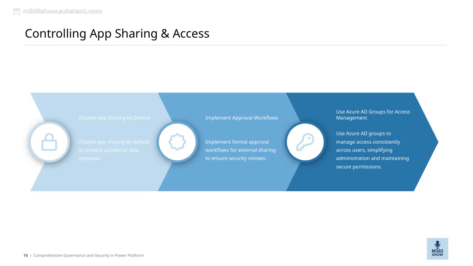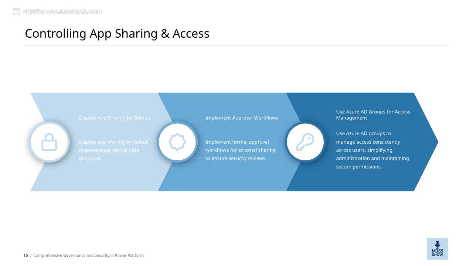Next, implementing formal approval workflows for external sharing is crucial. Before we share anything outside our organization, these workflows ensure that security reviews are completed, reducing the risk of accidental data exposure or leaks. And finally, a simple but effective step, disabling app sharing by default. This preventive measure stops users from accidentally sharing sensitive data or apps without proper oversight. All these strategies work together to give us better control, enhance security, and support our overall governance objectives in the Power Platform.